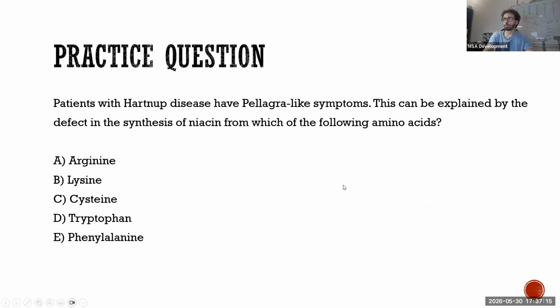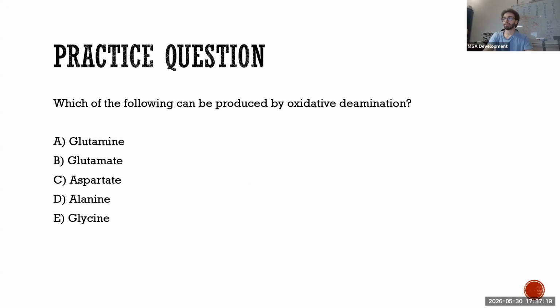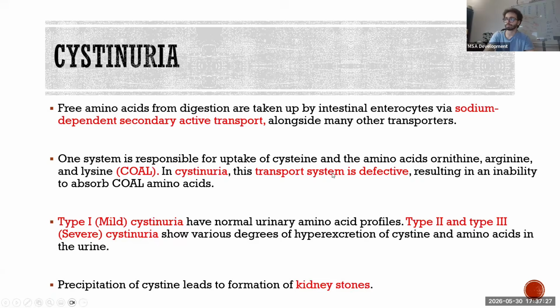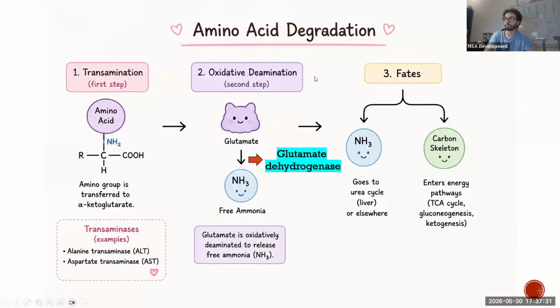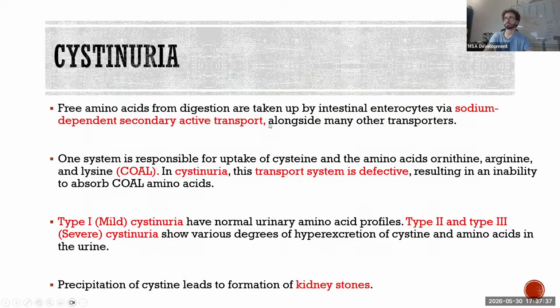So patients with Hartnup disease, we know it. The problem is in the tryptophan. What can be produced by oxidative deamination? We told you glutamate. And even if we want to go back here, oxidative deamination glutamate, which then becomes ammonia. Well, obviously, ammonia combines with glutamate to become glutamine.